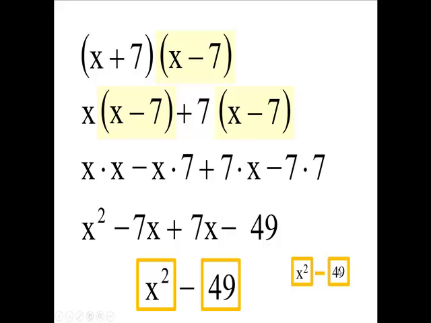That's a square number. So we have the difference. The difference is the answer to a subtraction problem. It is a difference of two squares.